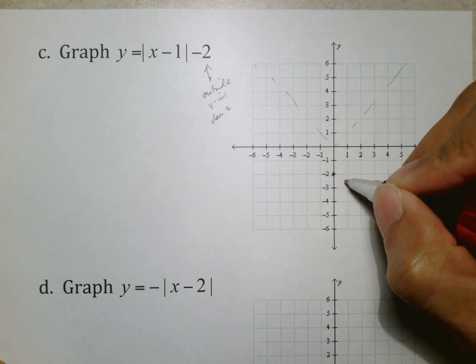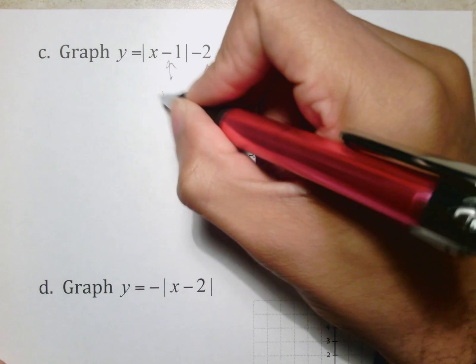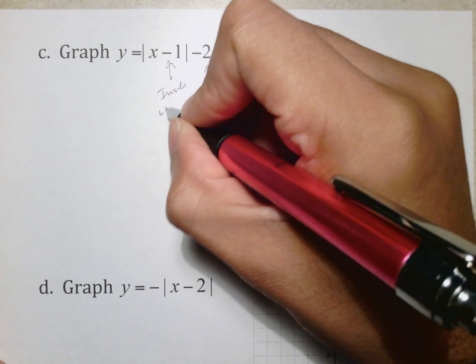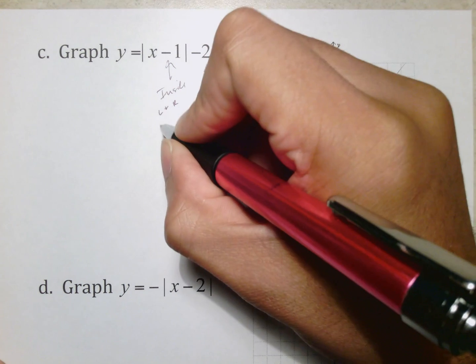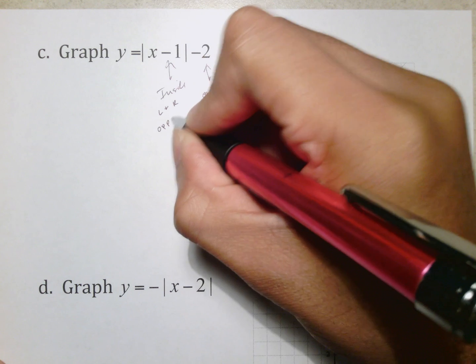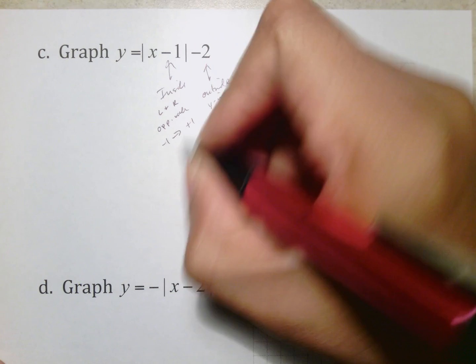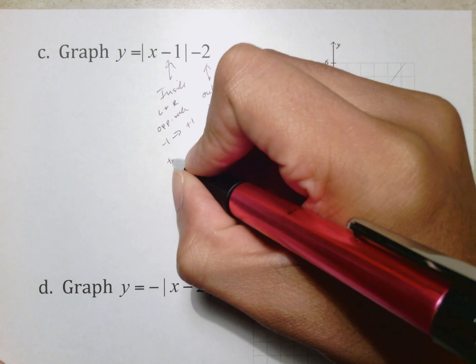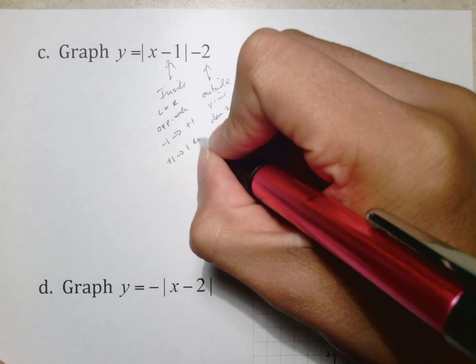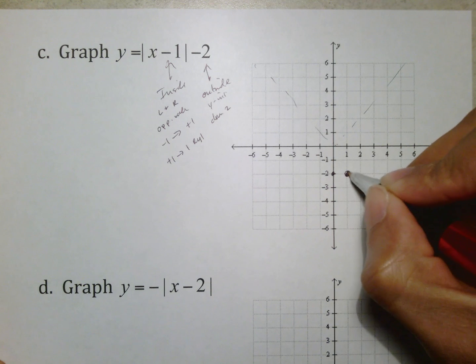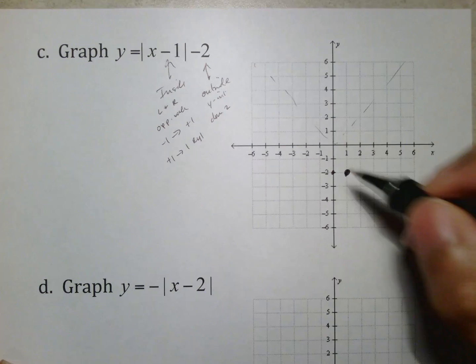The second thing that happens is this is an inside number, and remember the inside is left and right, and for the inside left and right number, we use the opposite value. So -1 should be used as a +1, and +1 means that we go 1 to the right. And so after we move down 2, we'll go 1 to the right, and that is our actual vertex there because there's no other shift.